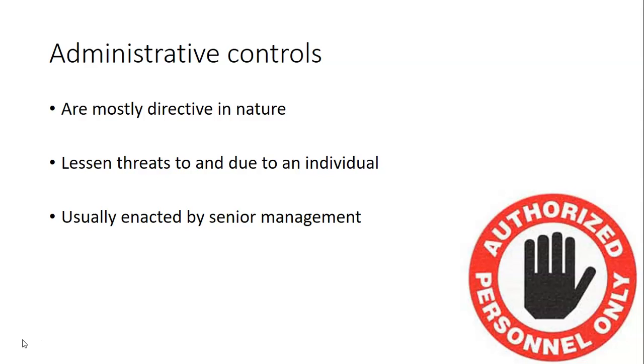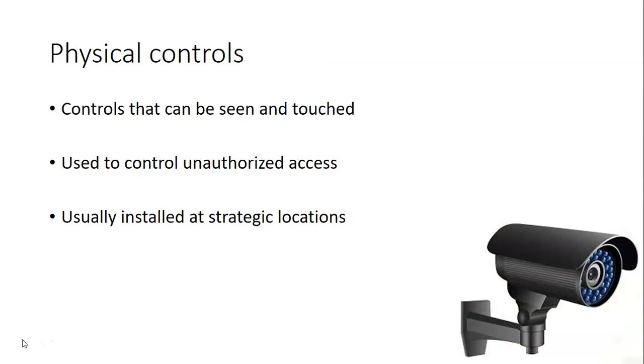Let's go now to physical controls. Physical controls can be seen and they can be touched. All right. Physical controls are used to control unauthorized access to buildings, to facilities, to data centers. All right, and they are installed at strategic locations.